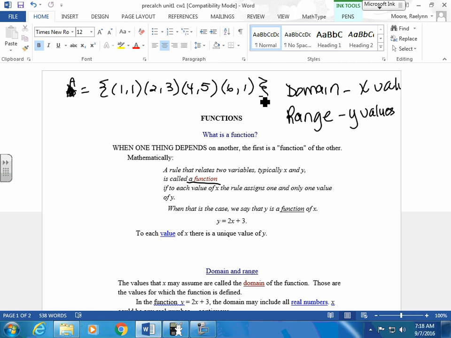Okay. So think about this for a second. Let me graph this. 1, 1, 2, 3, 4, 5, 6, 1. The y is repeating. I get that. Is it a function? What other way do you know to tell a function? A vertical line test. Does it pass the vertical line test? So is this particular set a function? The y repeats. I get that. But is it a function?